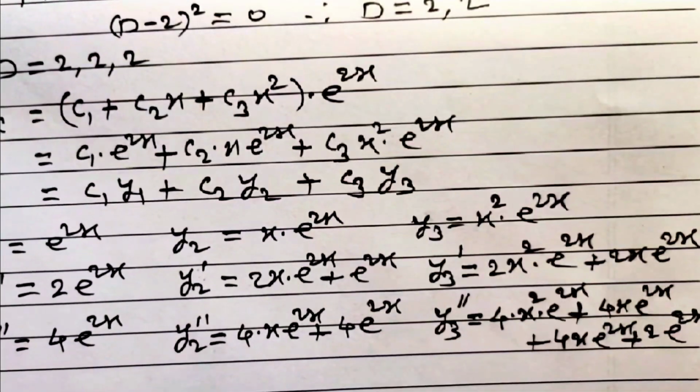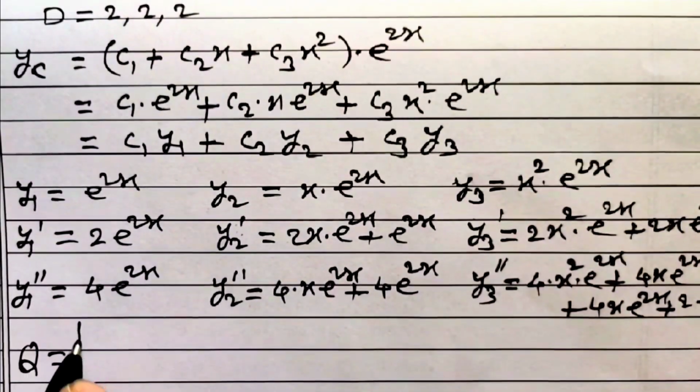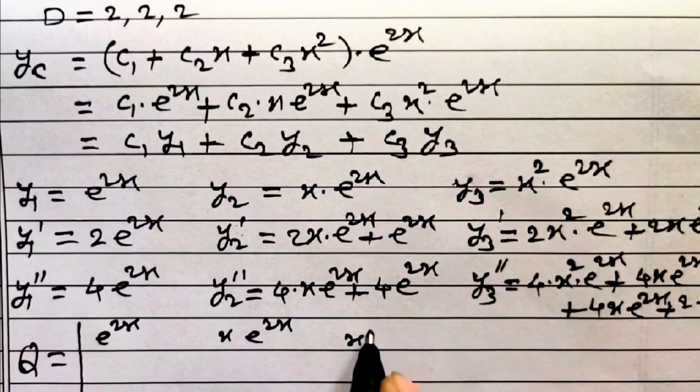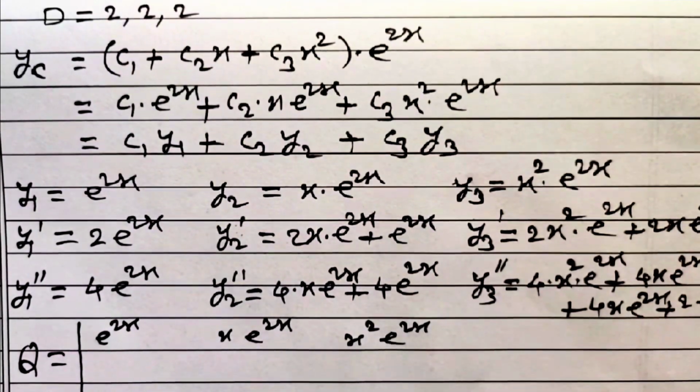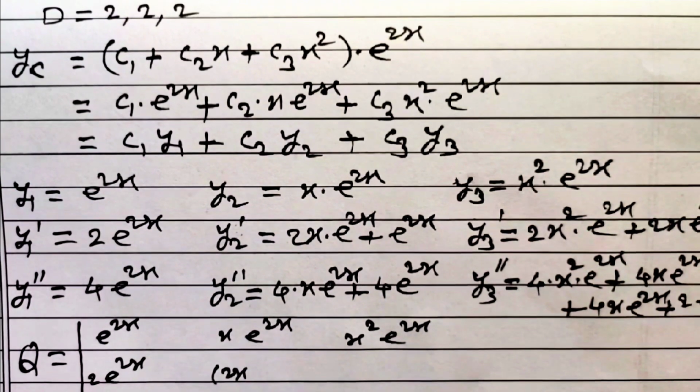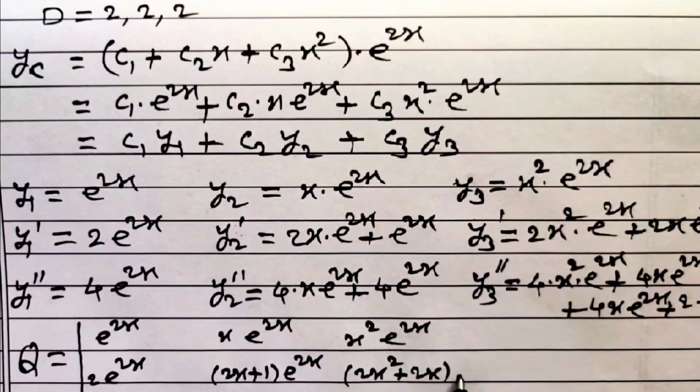This is y3 double dash. Hence Q is equal to the determinant: e to the power 2x, x into e to the power 2x, x square into e to the power 2x. Now second row, that is twice e to the power 2x, (2x plus 1) e to the power 2x, and then (2x square plus 2x) e to the power 2x.